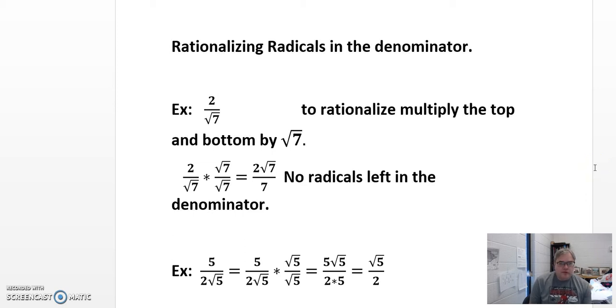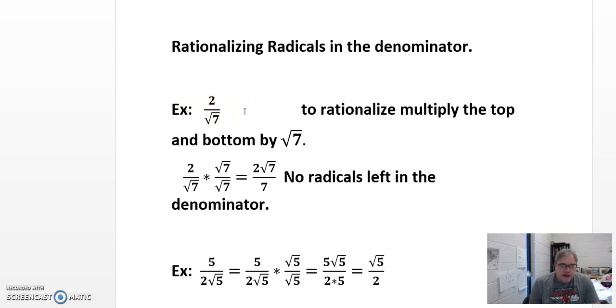Okay, so I'm going to do a few examples on rationalizing radicals in the denominator, and that's just a very complicated way of saying no radicals in the denominator. I equate this to capitalizing the first letter of a sentence. You just don't want to leave things like this, 2 over square root of 7.